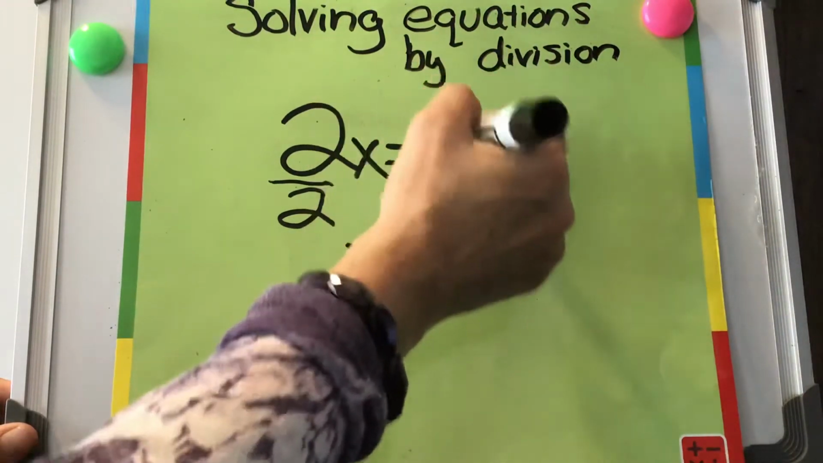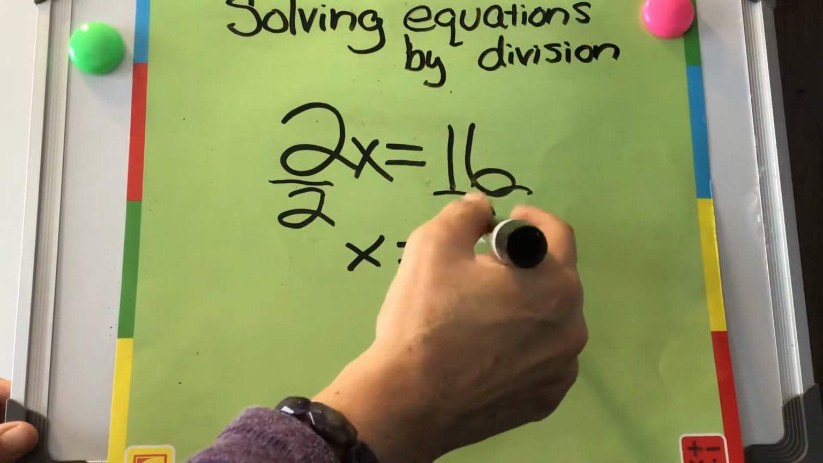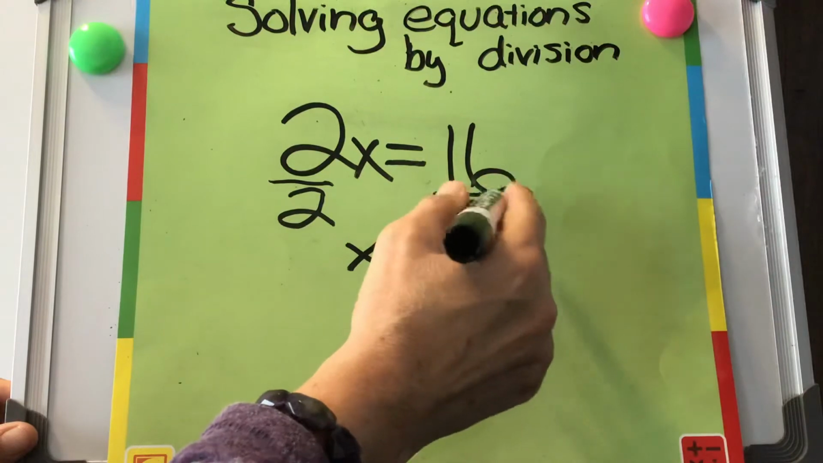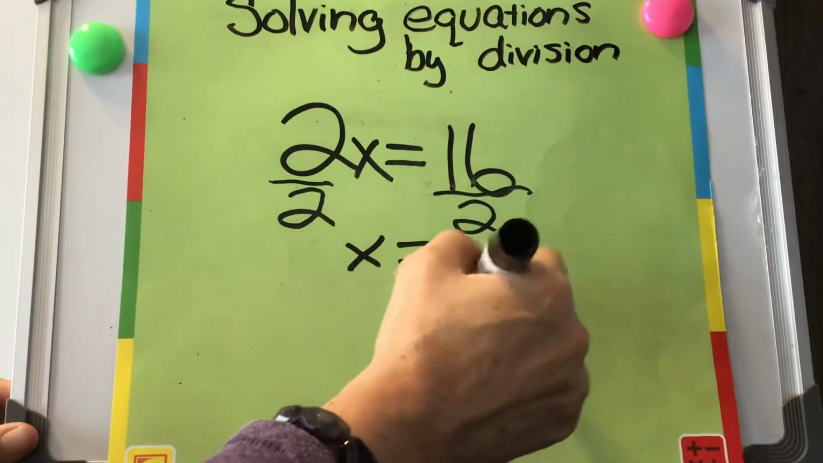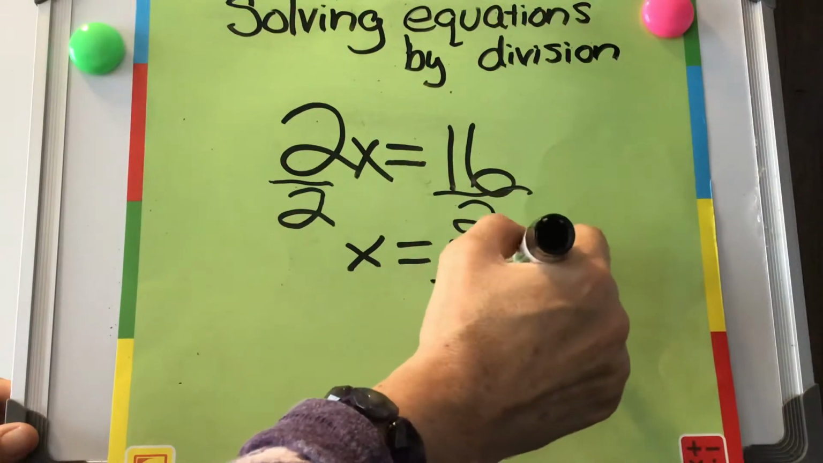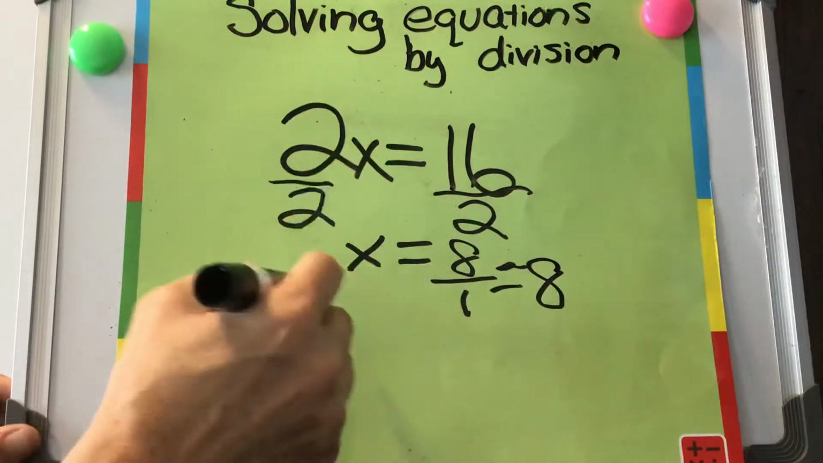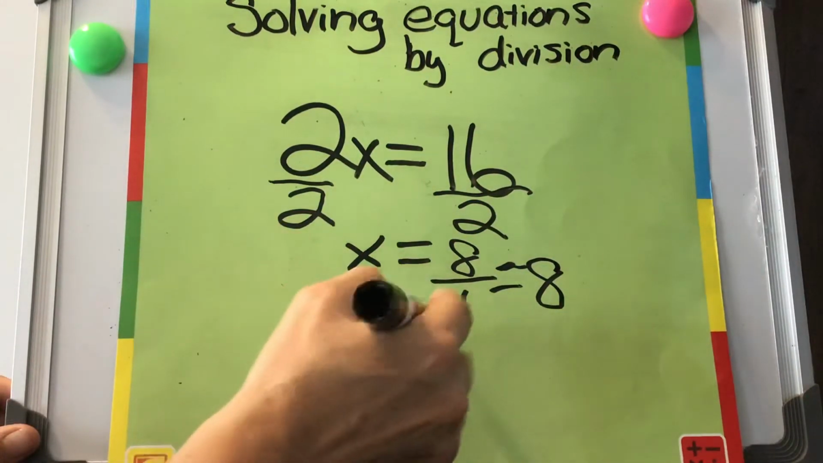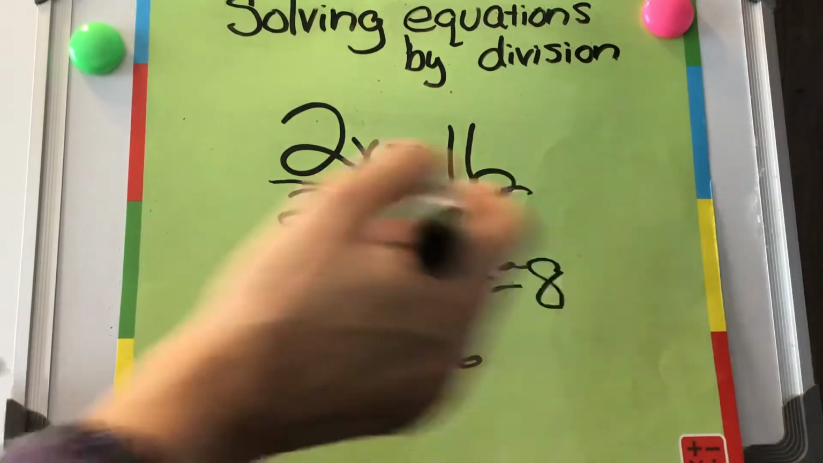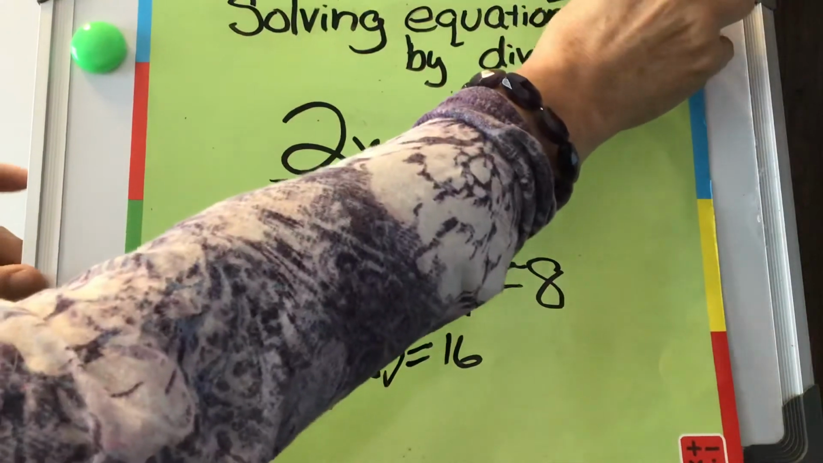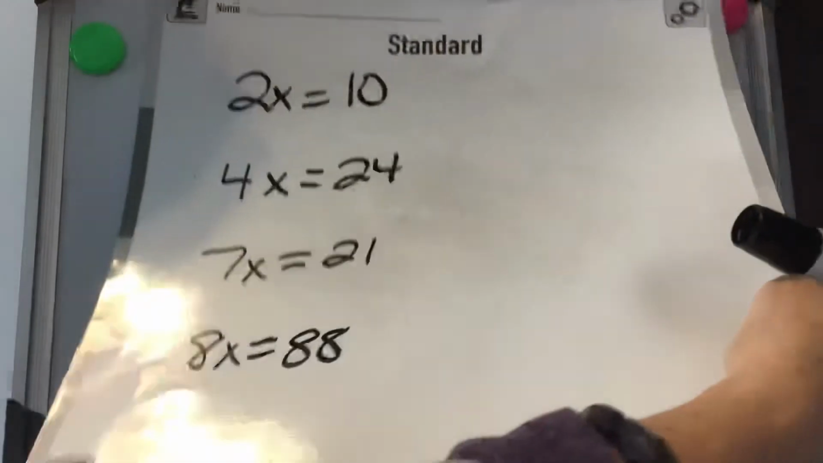And whatever I do to one side of the equation, I do to the other side. So I'm going to divide 16 by 2. So 2 goes into 16 8 times, and 2 goes into 2 1 time. So x equals 8 over 1, which actually equals 8. Okay? You can always plug it back in. 2 times 8 equals 16. And that is correct. Okay, so let's look at a couple problems we'll go through.